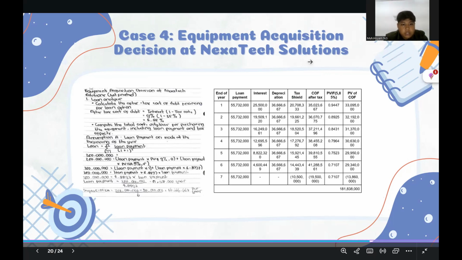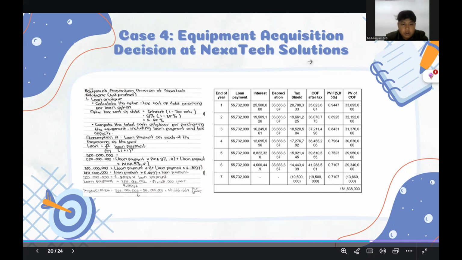Loan analysis: calculate the after-tax cost of the financing for the loan option. After-tax cost of debt: interest times (1 minus tax rate), 9% times (1 minus 35%), which is about 5.85%. Compute the total cost outflows for purchasing the equipment, including loan payment and tax effect.